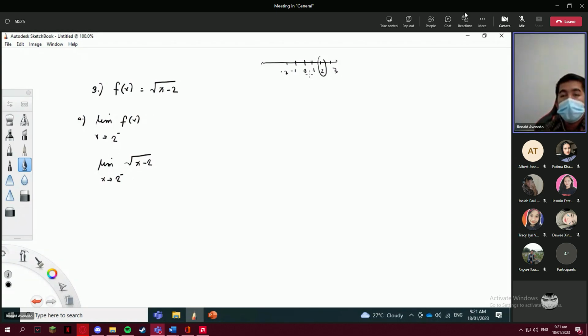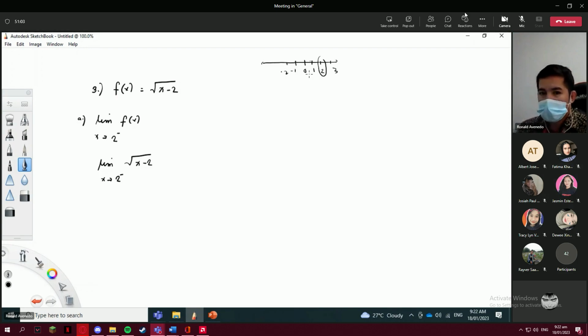So what number can we assign here for our x? We will not use 2 yet. Remember I said the shortcut is to substitute the value of x right away to find the limit. But here it is indicated left of 2, so we need to assign a value of x that is left of 2. Who can give me one value of x that is left of 2? Anybody? To the left of 2. Look at the number line.